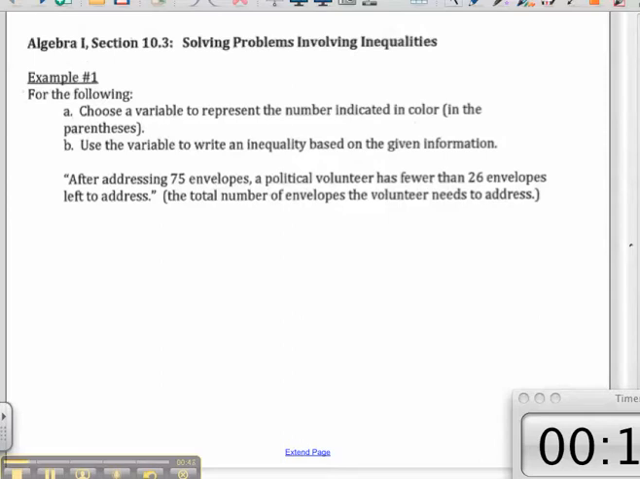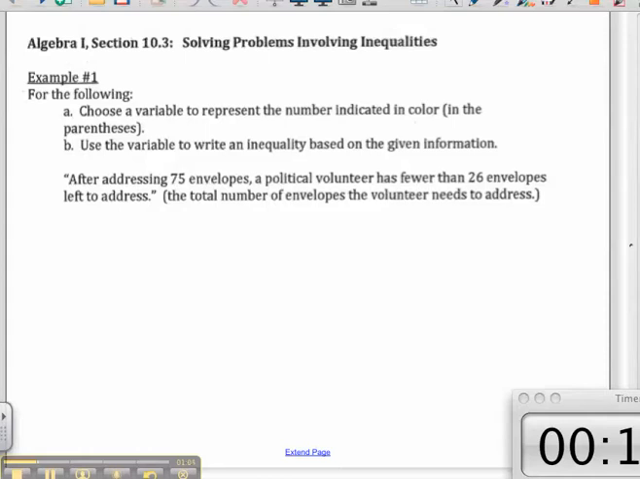All right, so here's what they've given us. After addressing 75 envelopes, a political volunteer has fewer than 26 envelopes left to address. Now A says, choose a variable to represent the number indicated in the parentheses.